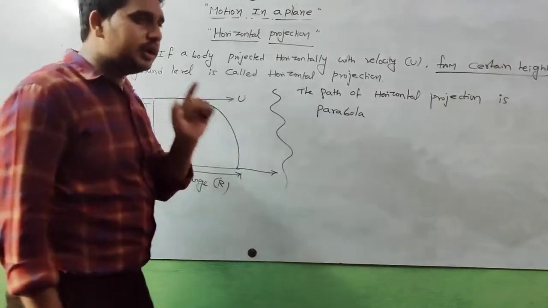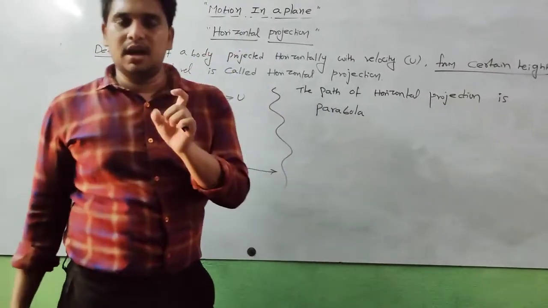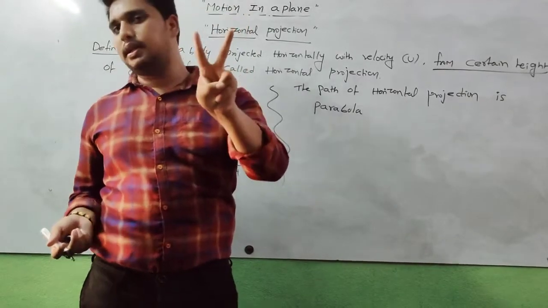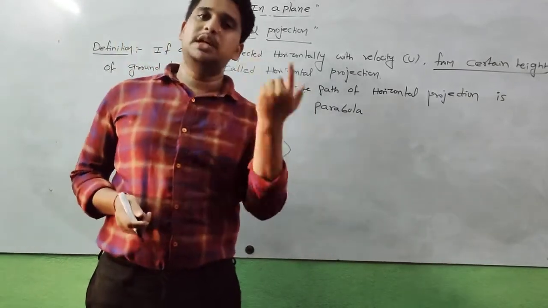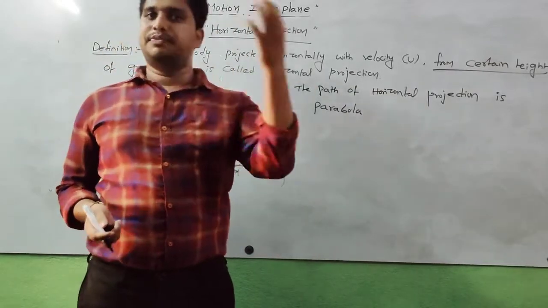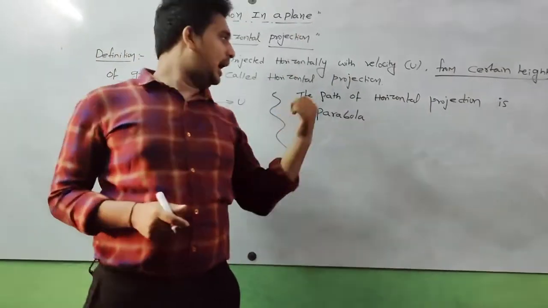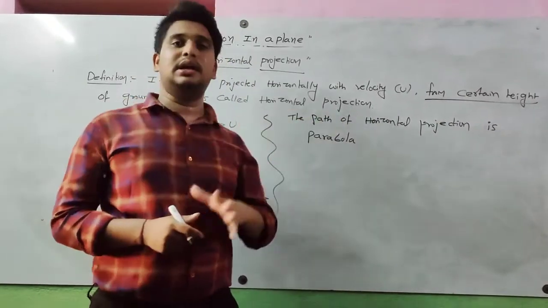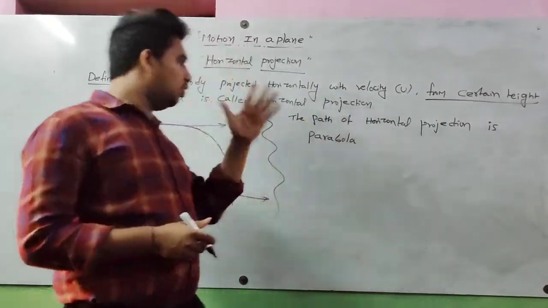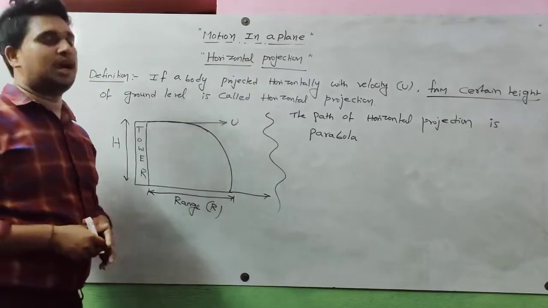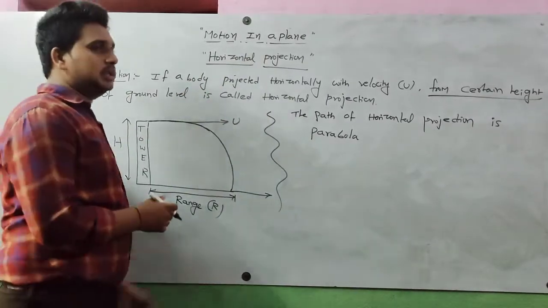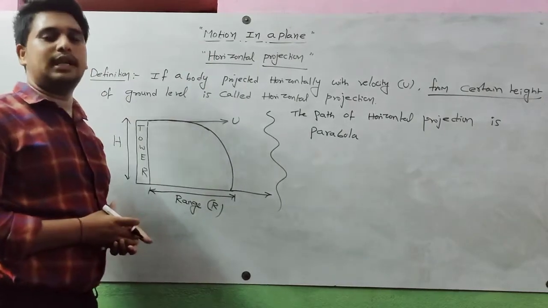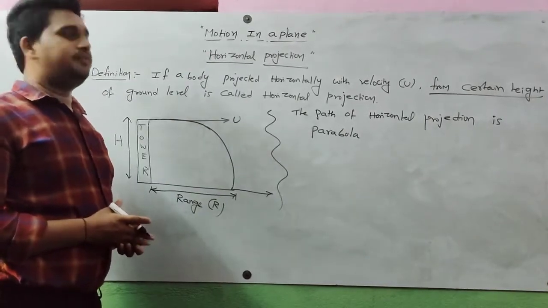The main important point is, listen carefully. Oblique projection and horizontal projection, these two are very important in motion in 2D. Oblique projection follows a parabolic path only, and horizontal projection also follows a parabolic path only. So both projections are parabolas. This is the diagram and this is the definition of horizontal projection.